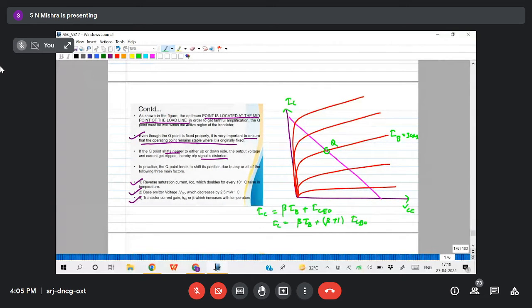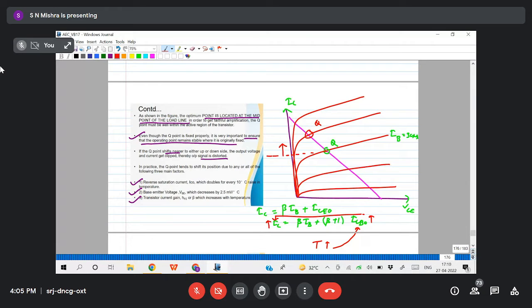Now suppose temperature increases. Temperature increases means leakage current will increase. Leakage current will increase means that will increase the IC. So IC is increasing means whatever IC I have taken here, this point will shift upward. This will shift upward means I may get this Q point, or my transistor may operate at this Q point above that. Okay.